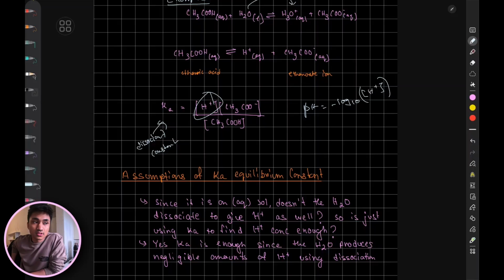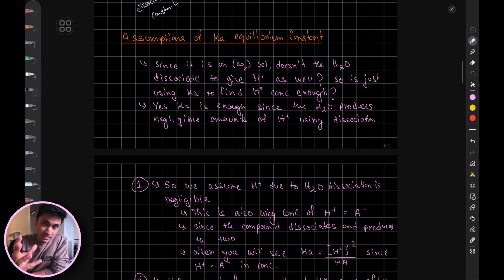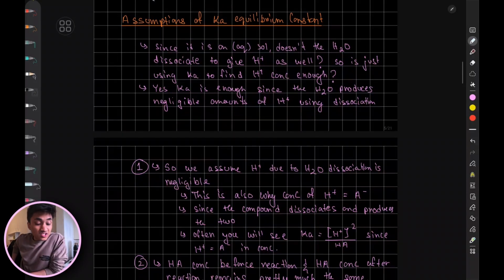So you can find out the pH of acids, weak acids. So what are the assumptions of Ka, the equilibrium dissociation acid equilibrium constant?